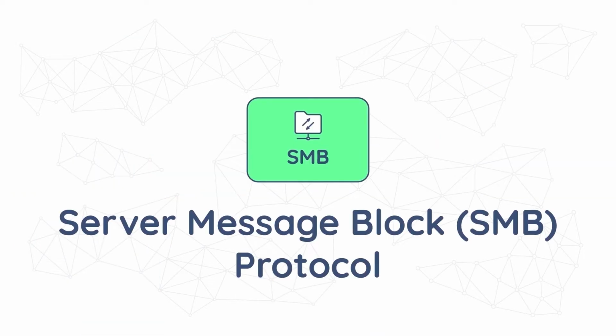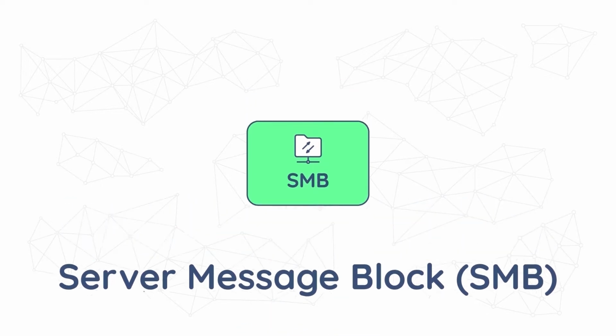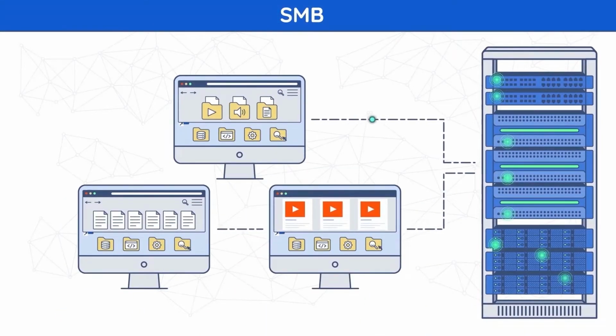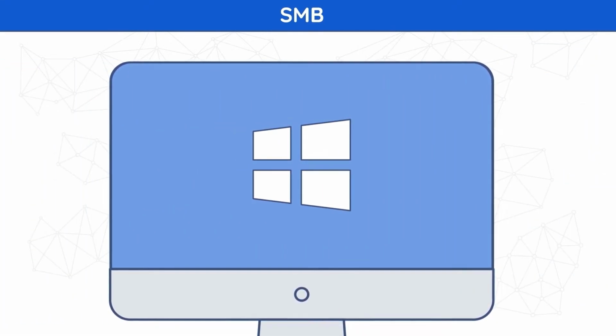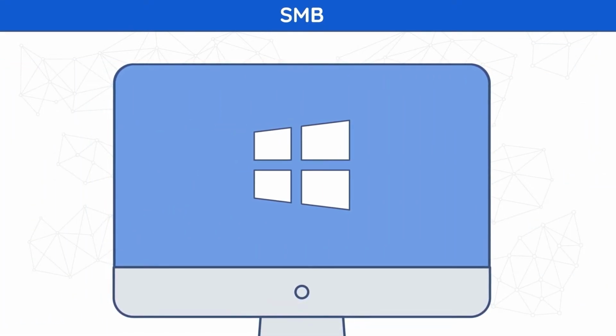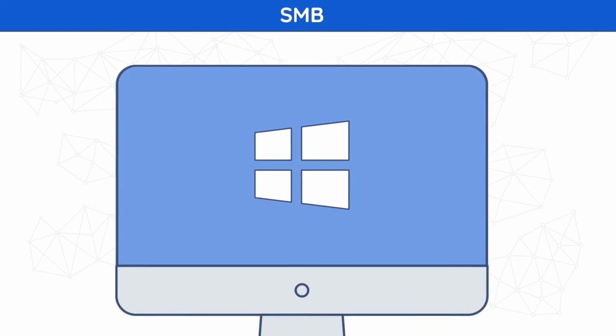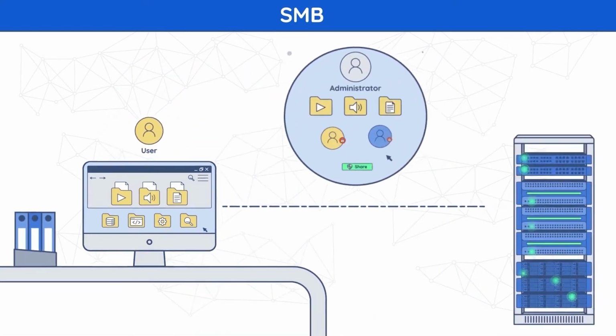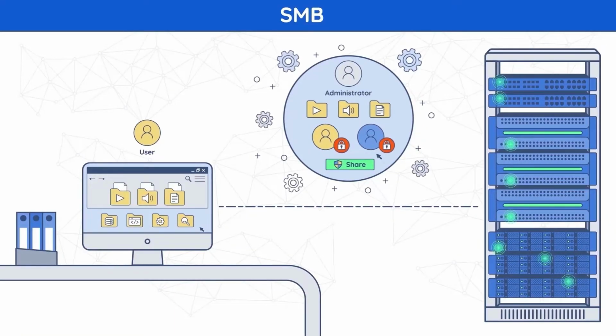Another file-level protocol is SMB. Just like NFS, it's used to provide access to files stored on a server to multiple users over the network. So what's the difference? Well, first of all, SMB is a file-sharing protocol designed for Microsoft Windows operating systems. Secondly, it's how you authenticate with SMB.